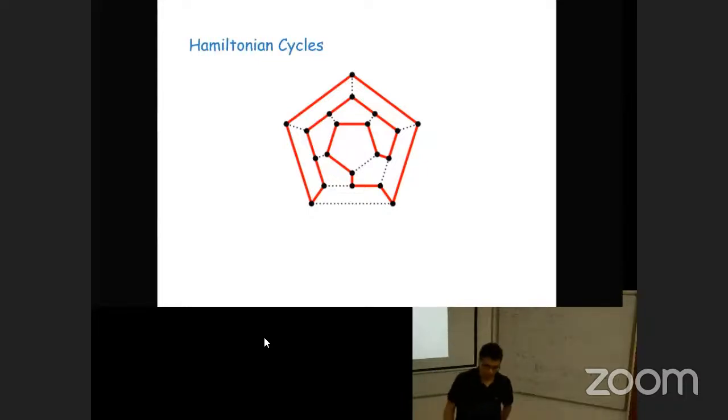Let me give this example of a Hamiltonian cycle. This is a classic computer science problem. We are given a graph with n vertices, and we want to find out if this graph has a Hamiltonian cycle, a cycle which goes through every vertex in the graph exactly once. So here's an example. There's this classic question in computer science: can we have an efficient algorithm to determine whether a given graph has a Hamiltonian cycle or not? And if it has, can we find these cycles efficiently?